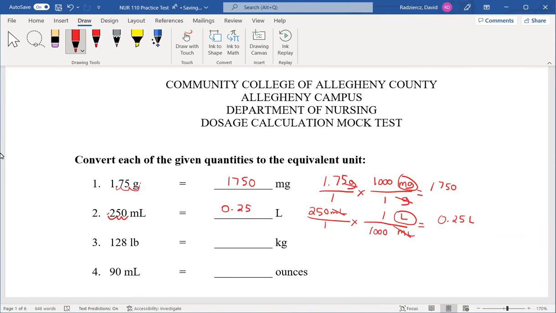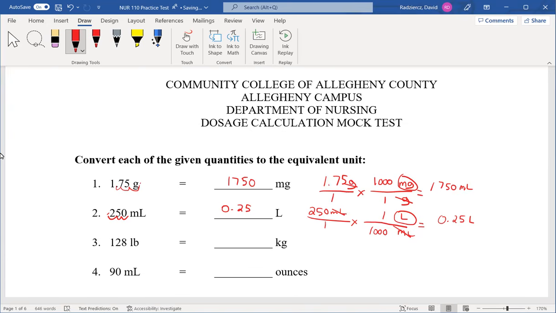When you write your answers, make sure you're indicating your units. I forgot to do it here. Make sure you're writing it where it's appropriate. Sometimes the unit's already given to you. And if you are doing this as a Blackboard test, you may not need to include the units. You may just need to include the number. So just make sure you read the directions depending on how you're taking it.